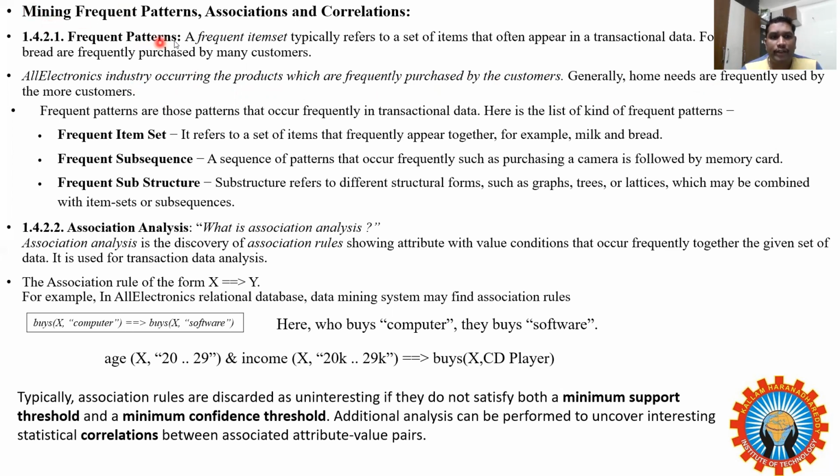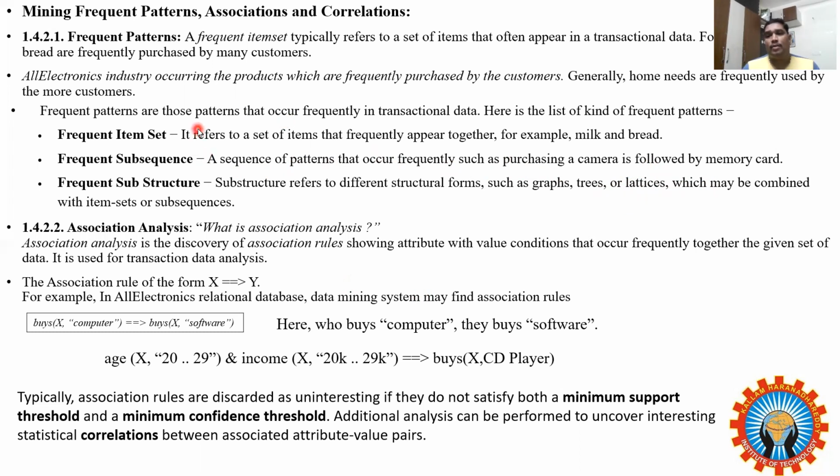So for mining frequent patterns, you have three categories: frequent item set, frequent subsequence, and frequent substructure. You know that a frequent item set is which two products are frequently appearing together. Frequent substructure means, if you are buying one thing, under what circumstances you are also buying another one. For example, a sequence pattern that occurs frequently, such as if you are purchasing a camera, it is followed by a memory card. Simply, if you are purchasing a particular laptop, automatically you are purchasing Office. So this is a subsequence.